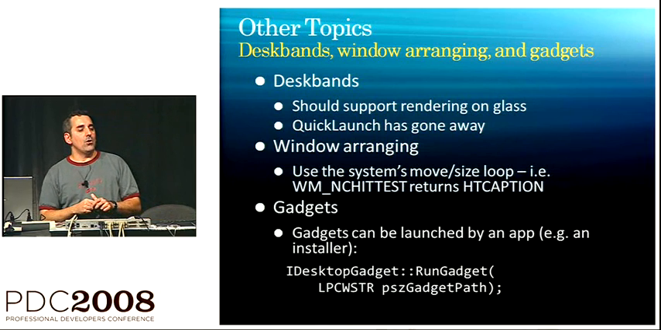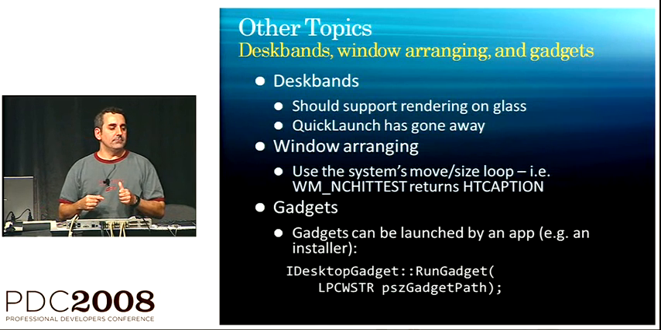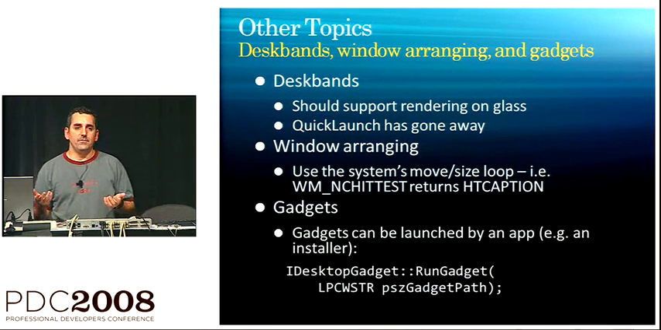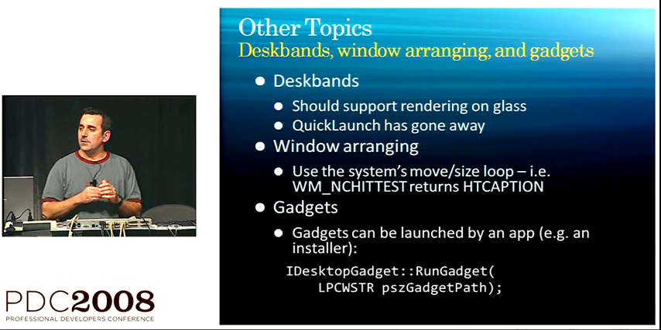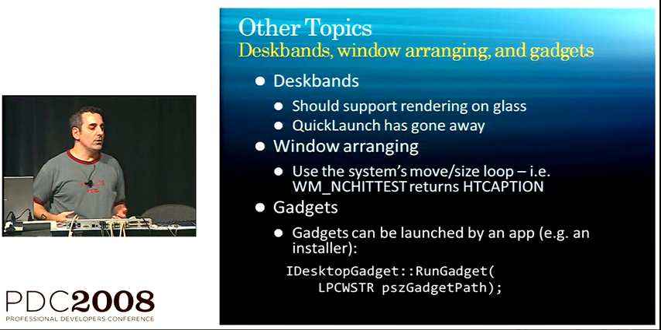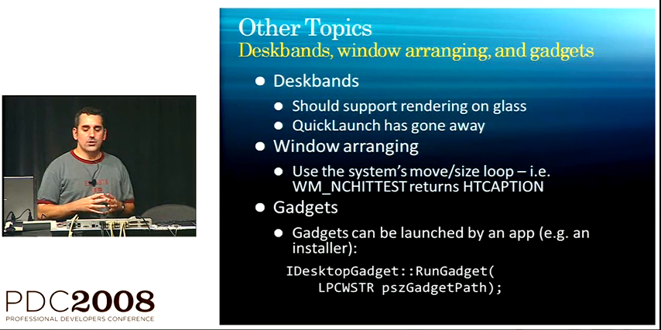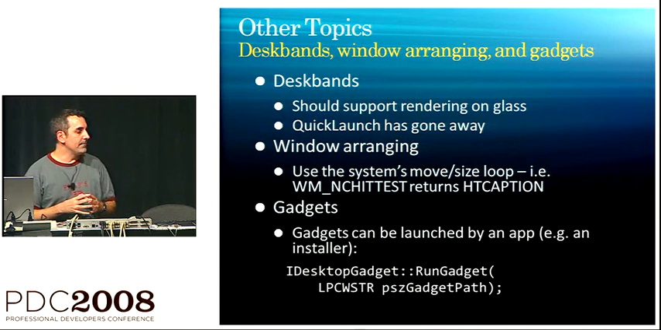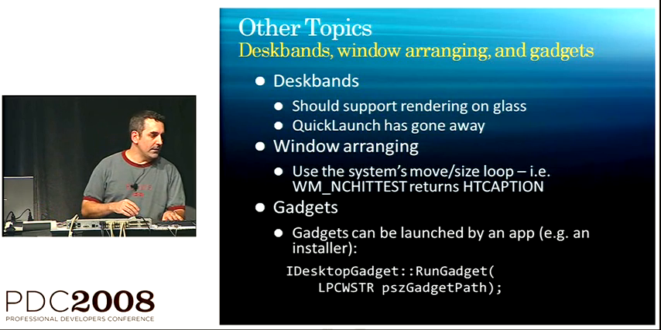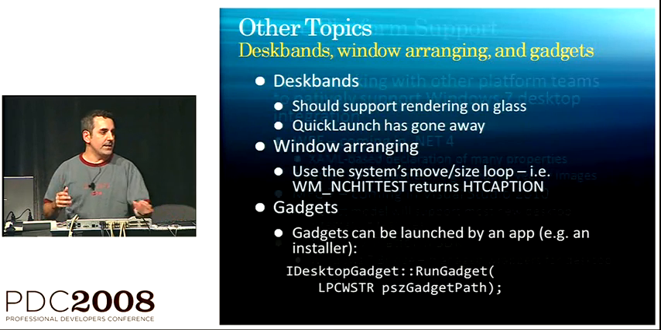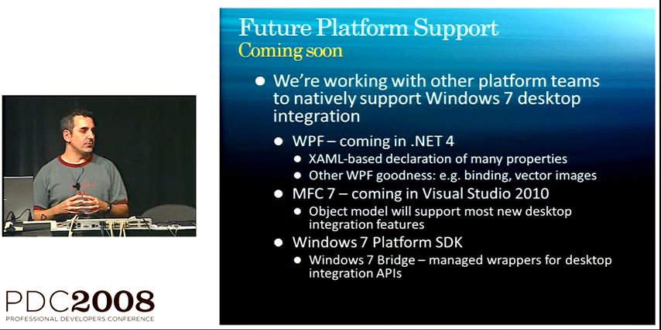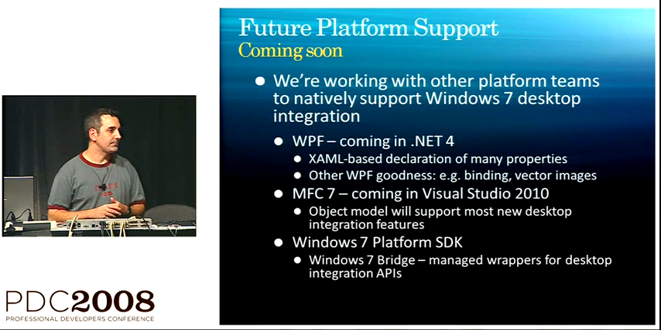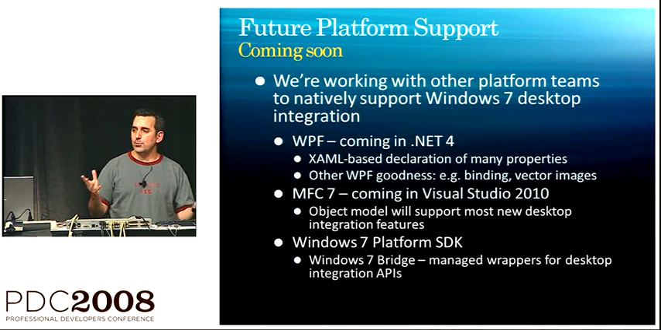And lastly, gadgets are actually launchable now in a programmatic way. So a typical case for this is an installer would launch a gadget that it has installed already, and we think that can be a really helpful thing to complete an end-to-end scenario if your application happens to also have a companion gadget. All right, so future platform support.